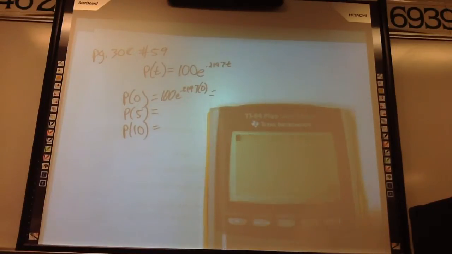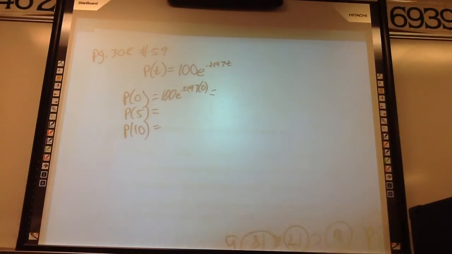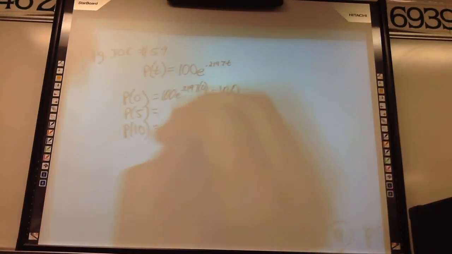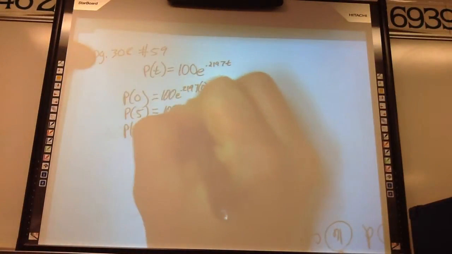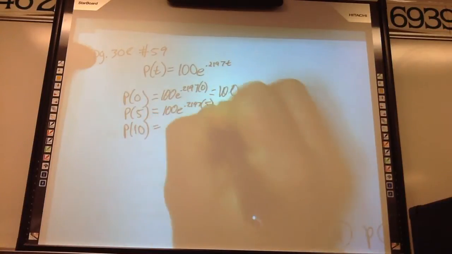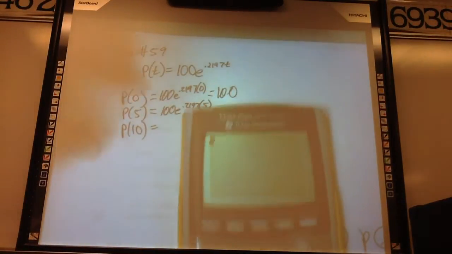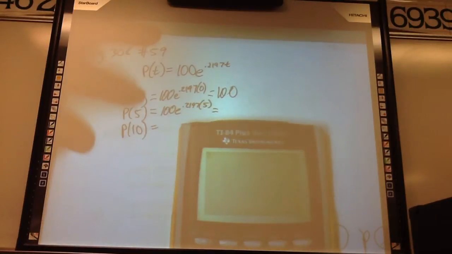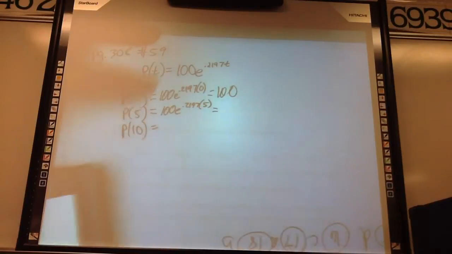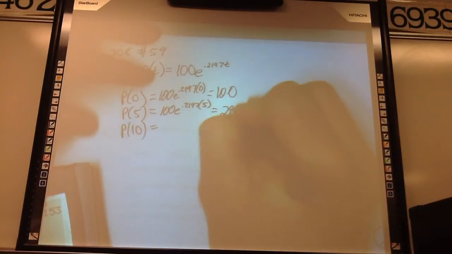Well, this one, you don't even need a calculator. This is 0. It's 100. You get 100. This one you might need a calculator: 100 e to the 0.2197 times 5. Well, you gotta know how to punch it in. So you just go 100 times e, oops, that's pi, e to the 0.2197 times 5. So you get 299.97. Where's e? Second divide.